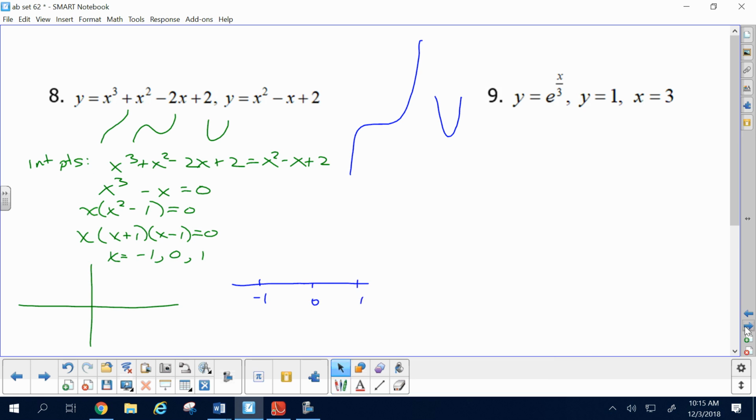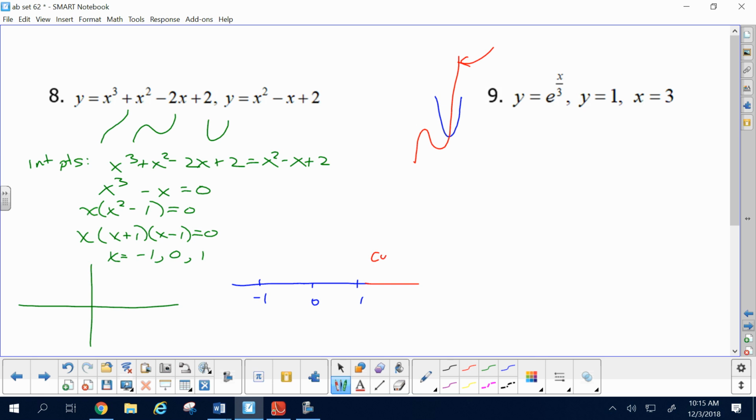Actually, I kind of know. Don't I know that the cube has to be more powerful at the far side? So what should be bigger on the far right side? The cube should be bigger, right? Yes. That would mean the square's bigger here.